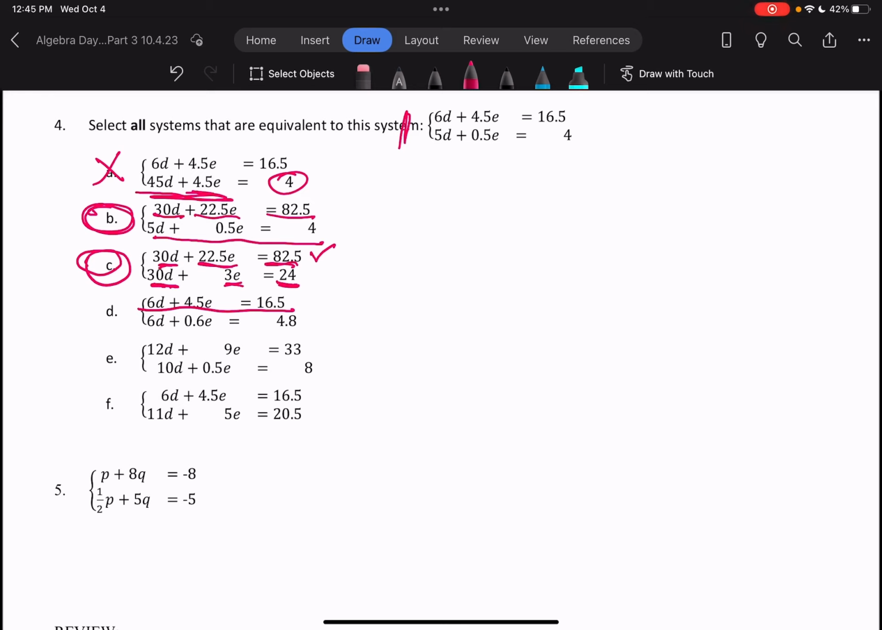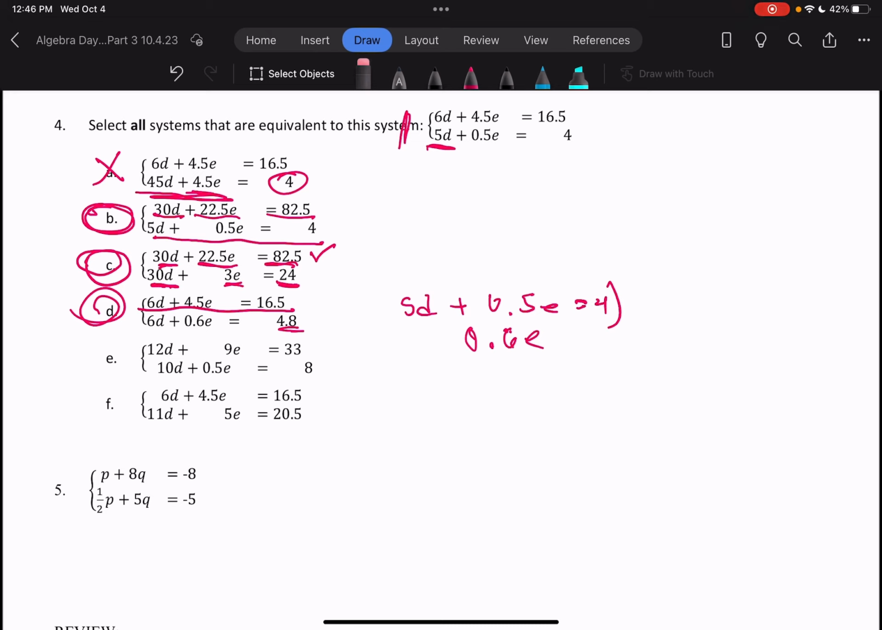That's a very interesting thing to do, but they did it. So they did 1.2 times 5D plus 0.5E equals 4. Well, let's see if we get the same answer. So 1.2 times 0.5 does in fact equal 0.6. And then 1.2 times 4 does give us 4.8. So this one is also true. They just multiplied by 1.2 in order to make this a 6.